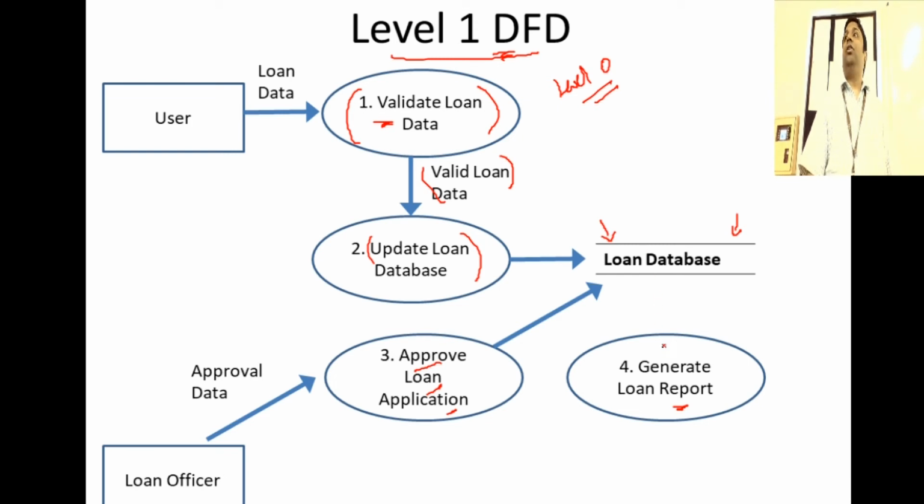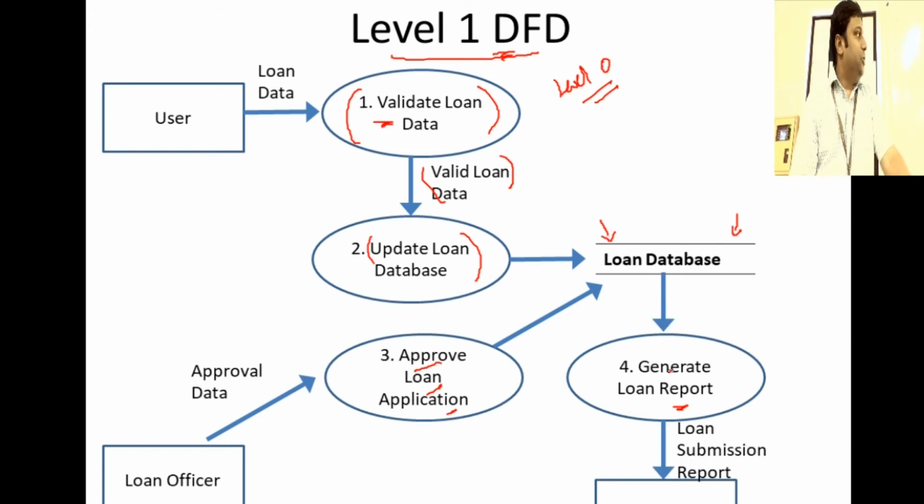Generate report. So whenever our bank manager interacts with the loan database, from where will this report be generated? What is the source of information? The loan database, right? So you see here, generate report will be the bank manager's use case. So you're going to get the report generated from the loan database. What is the data flowing out? Loan submission report.